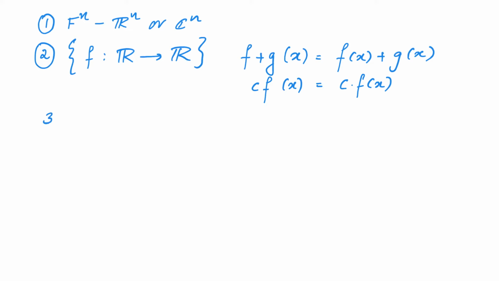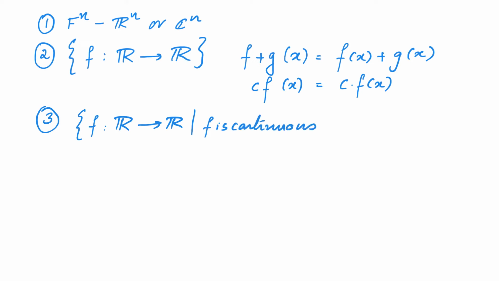Now, as soon as we understand that the set of functions forms a vector space, we can look at special classes of functions. For instance, we can look at the set of all functions f from R to R such that f is continuous. Now, notice that the sum of two continuous functions is continuous and c times f is also continuous if f is continuous. Therefore, the set of all continuous functions forms a vector space. Similarly, the set of all differentiable functions also forms a vector space.